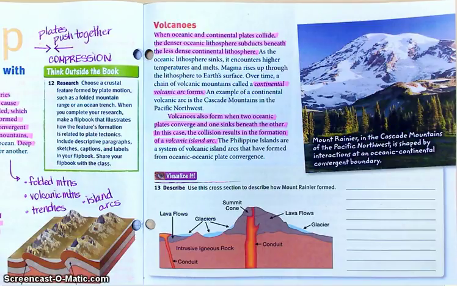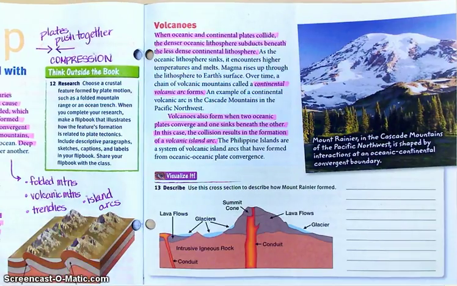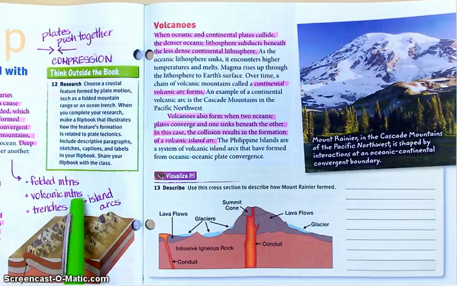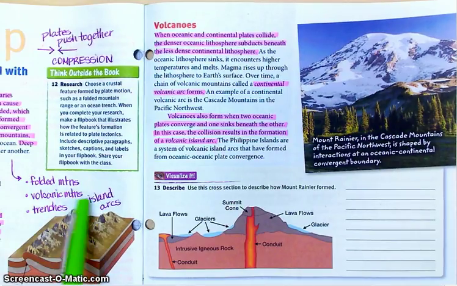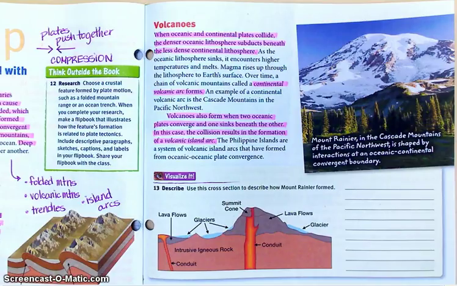An example of a continental volcanic arc is the Cascade Mountains in the Pacific Northwest. So really volcanic mountains and island arcs sort of go together. Volcanoes also form when two oceanic plates converge and one sinks beneath the other. In this case, the collision results in the formation of volcanic island arcs, and the Philippine Islands are a system of volcanic island arcs that have formed from oceanic plate convergence.